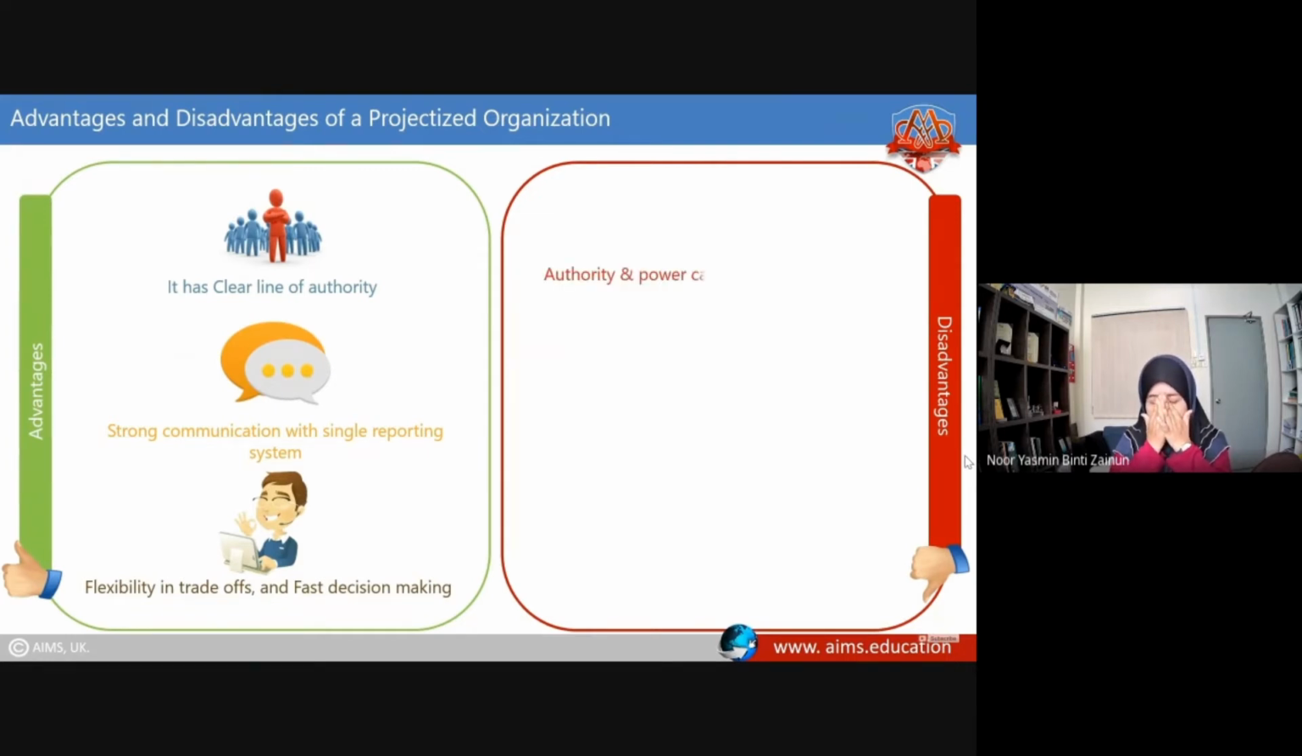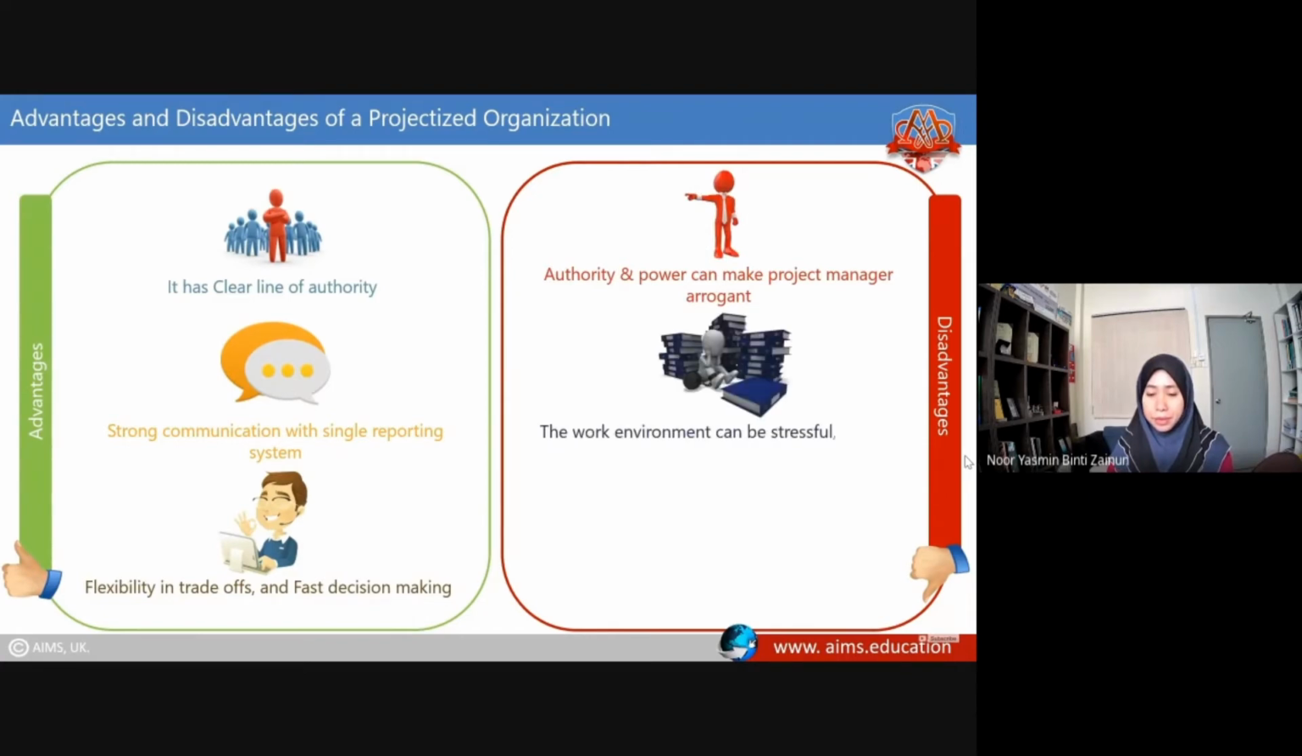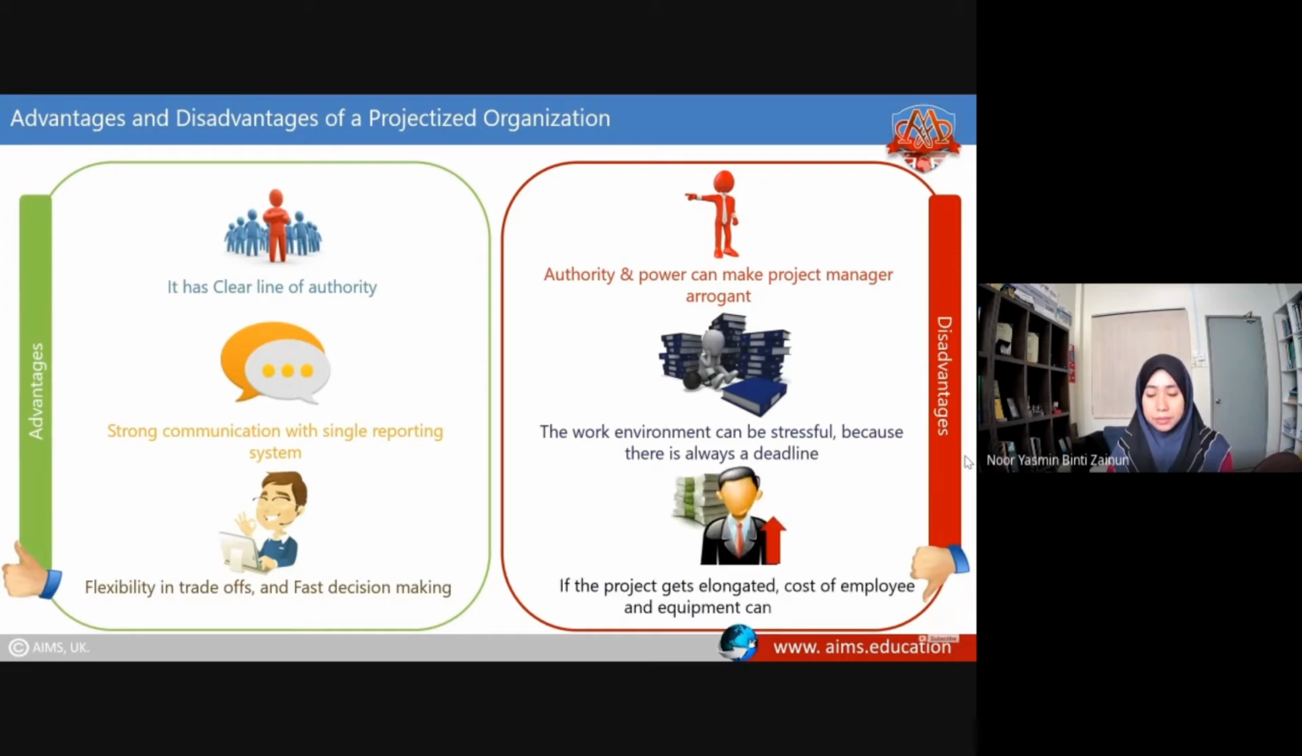Authority and power can make the project manager arrogant. The work environment can be stressful because there is always a deadline. If the project gets elongated, the cost of employees and equipment can go higher.